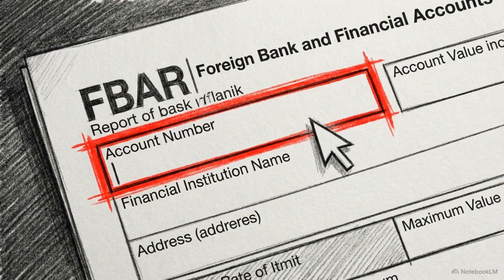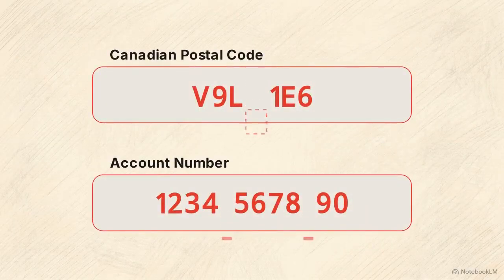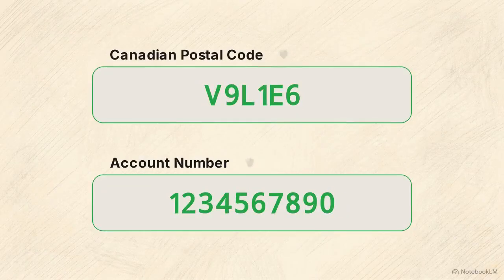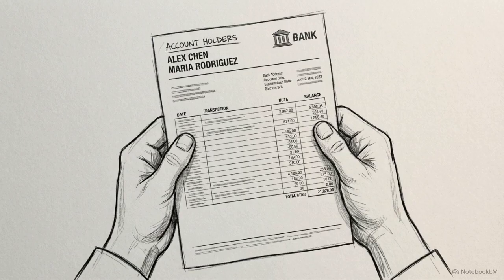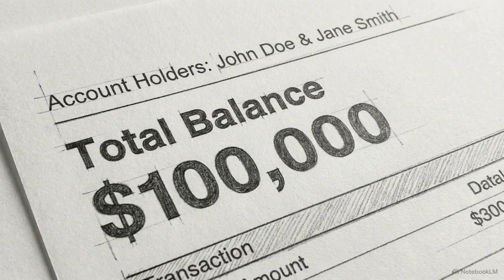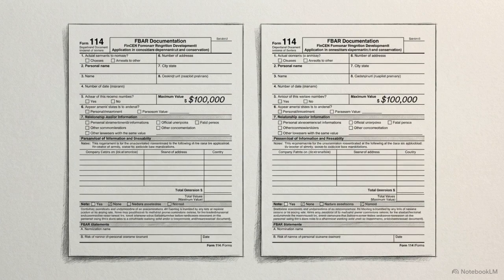Stop right here. The government system has incredibly rigid formatting rules for numbers. You must strip out every space and hyphen from your Canadian postal codes and account numbers. For joint accounts, each person must report the entire maximum value. Do not cut the number in half. If the account held $100,000, you report $100,000.